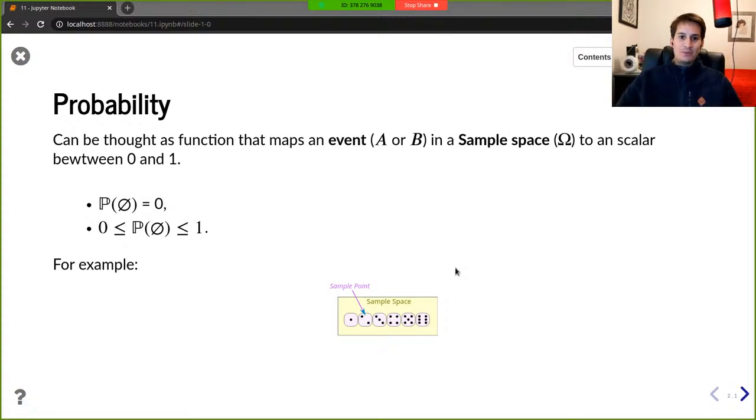But okay, so just to repeat myself, the probability is a function that maps an event in a sample space to a number between 0 and 1. And a very easy example is the dice, in which, for example, you can have the event of the dice throwing a 2, and that's 1 of the 6 possible states, and therefore the probability is 1/6.